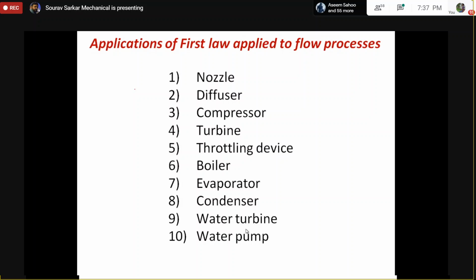So whenever you are analyzing these devices, everywhere you can apply the steady flow energy equation and check how much energy is coming and how much energy is leaving. Now before that, we have to understand what we mean by these devices. Now you are entering inside engineering thermodynamics. So this is basically the engineering part. Previously you understood the conceptual part. Now you are going to analyze the devices.